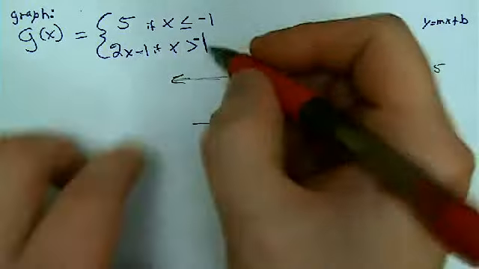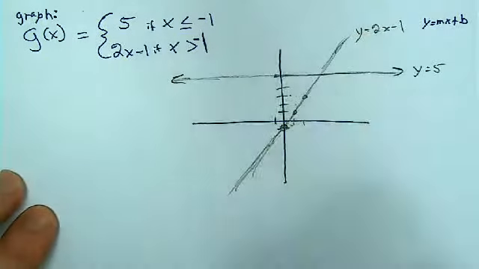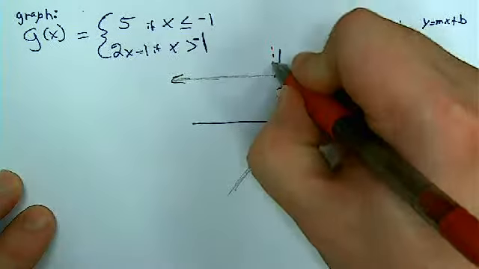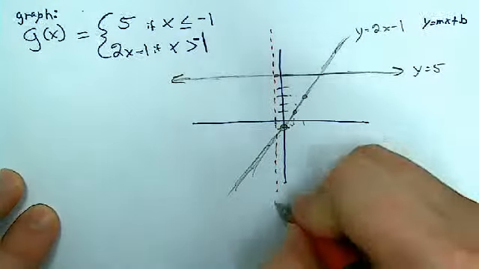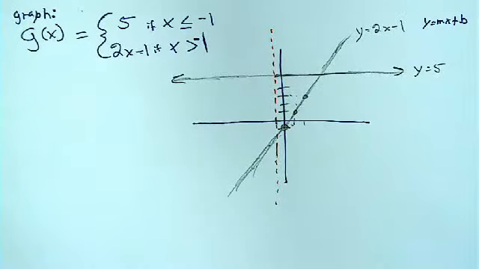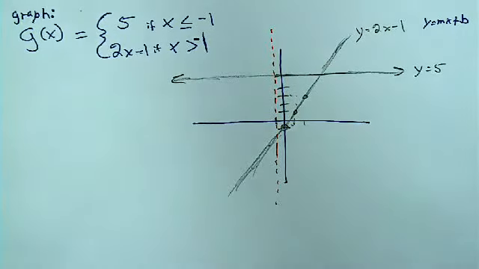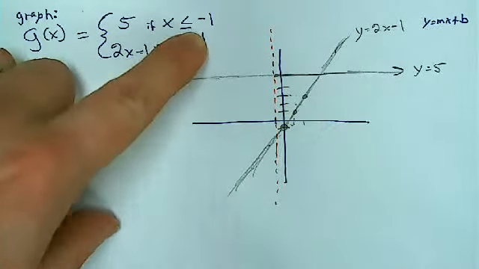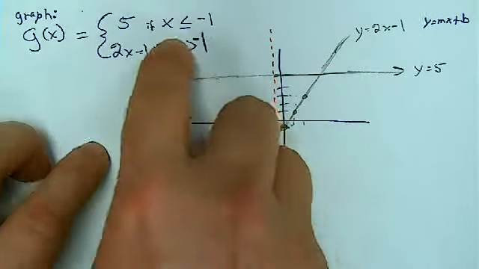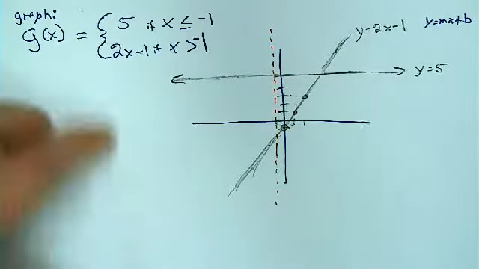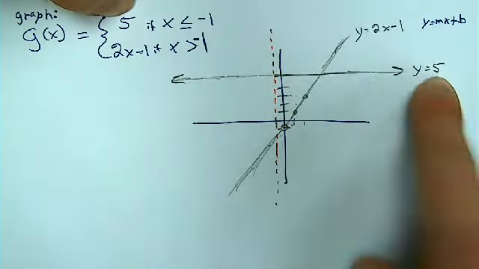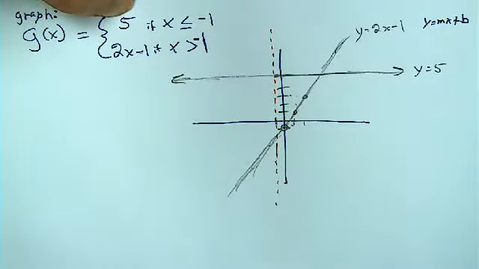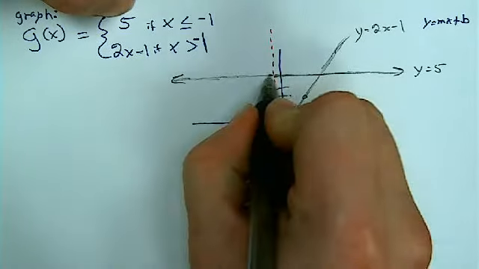Now, I'm also going to make a line at negative 1 in order to mark off where everything changes. So since I only have 2 rules, I only have 1 change point. That's right there at negative 1. So to the left of it, where I'm in the negatives, I'm following the first rule of y equals 5, right? So everything to the left of that dotted line is y equals 5.